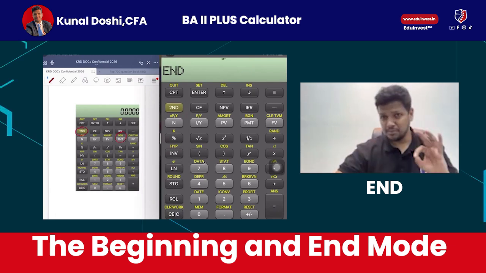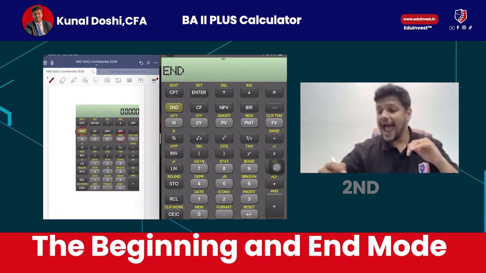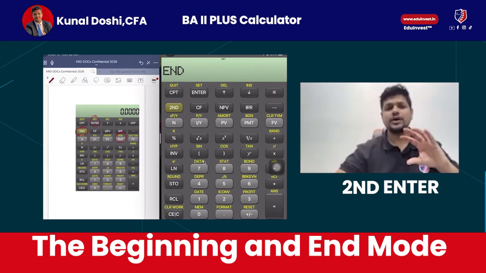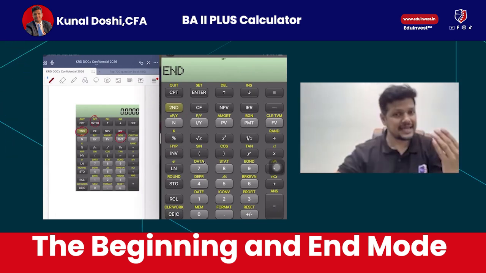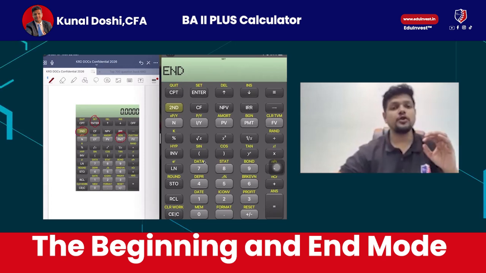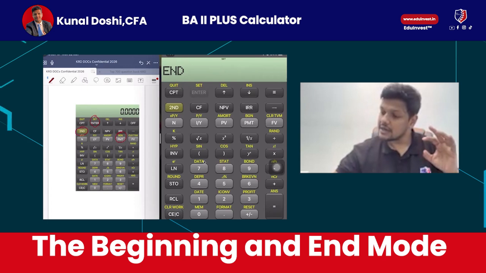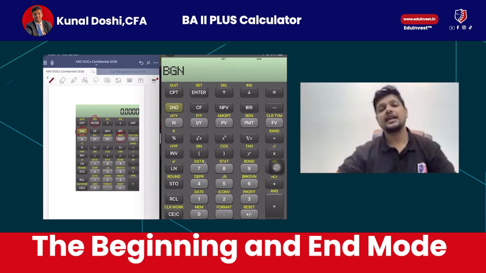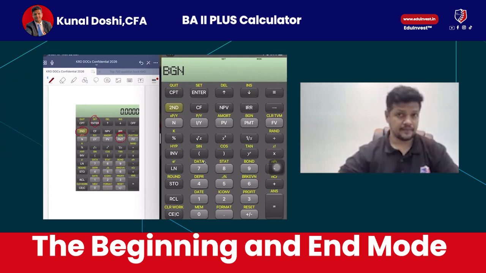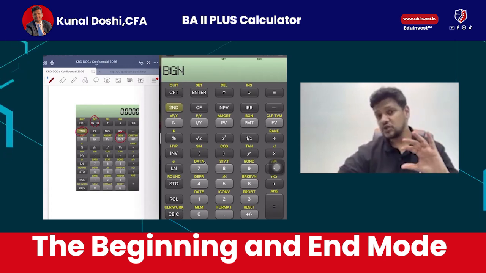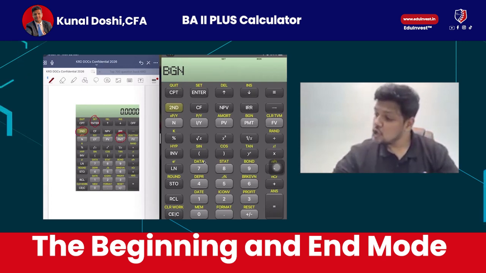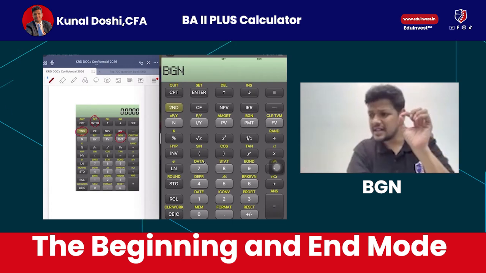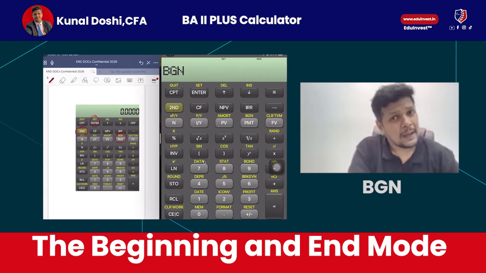However, if you want to change the mode, you need to again press second and enter, which has SET on top. Basically, you're not pressing enter, you're pressing the set, which is on the background. So the second key works like a shift key. When you press second enter, it asks you to change the set. So we press second enter, and it changes the mode from ending to beginning. One more thing to highlight is that as soon as your calculator mode is changed to beginning, you will see a sign on the top of the calculator in very small letters, BGN. That means your calculator is set at beginning mode.